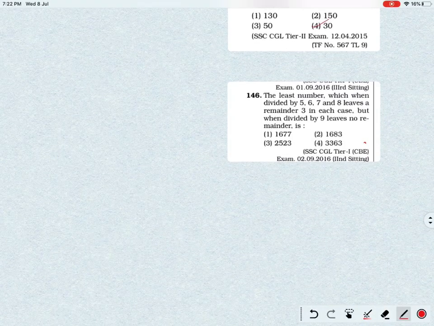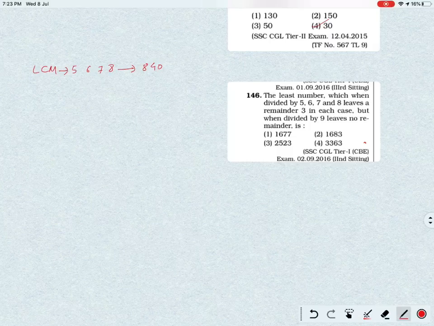Okay, next one. The least number which when divided by 5, 6, 7, 8 leaves remainder 3 in each case, but when divided by 9 leaves no remainder. Okay, so in this case we need to find the LCM of 5, 6, 7, 8 because it is asked when divided by all of these. So 5, 6, 7, 8 LCM will be how much? 840.